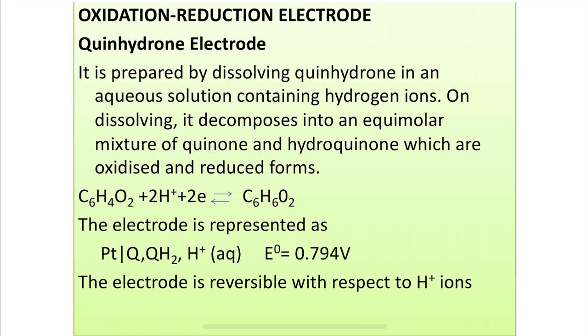The example of an oxidation reduction electrode is the quinhydrone electrode. So we are going to study the quinhydrone electrode. How is this quinhydrone electrode constructed? It is an oxidation reduction electrode. Here we are going to use an organic compound to construct an electrode, which helps us find out the EMF of a particular electrode or a cell.